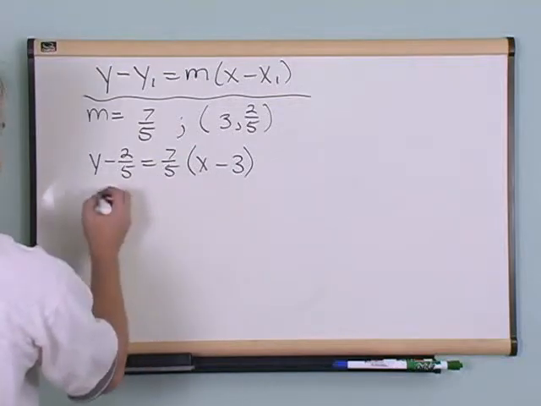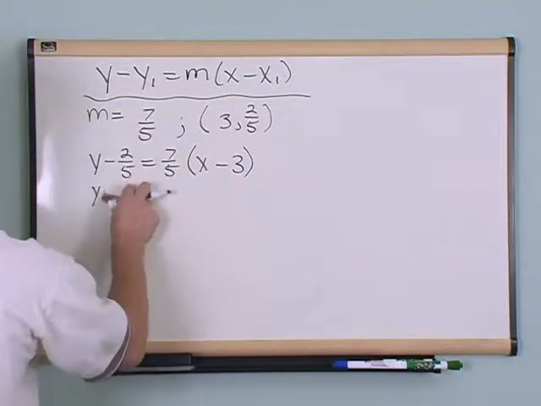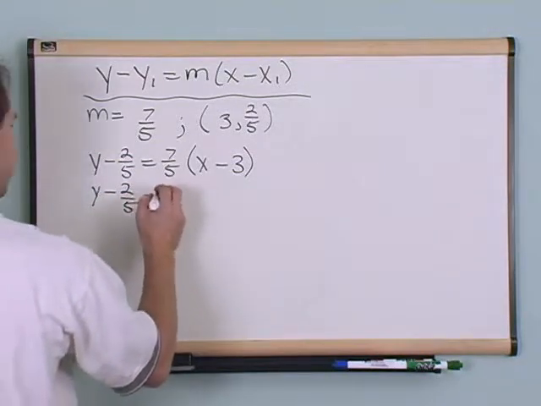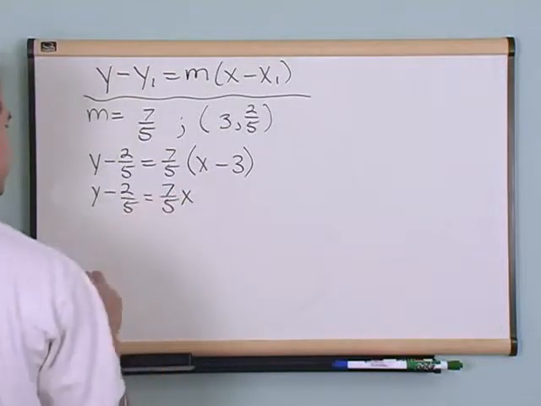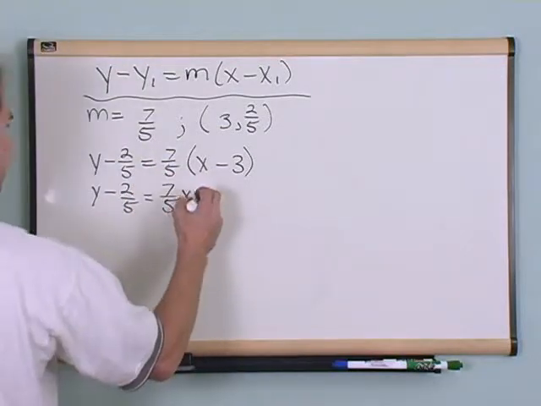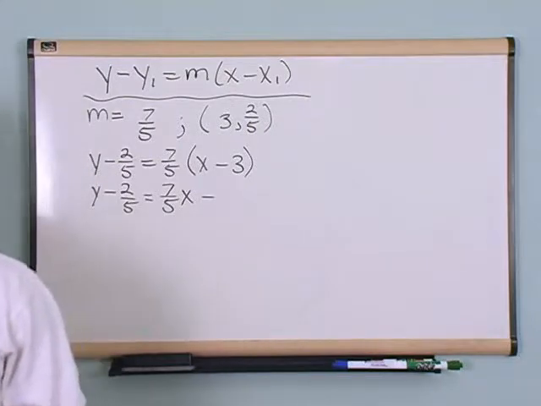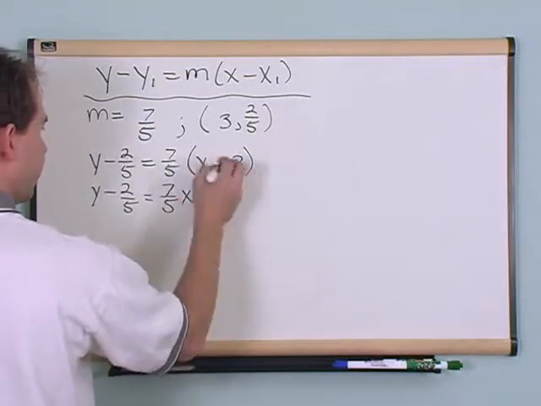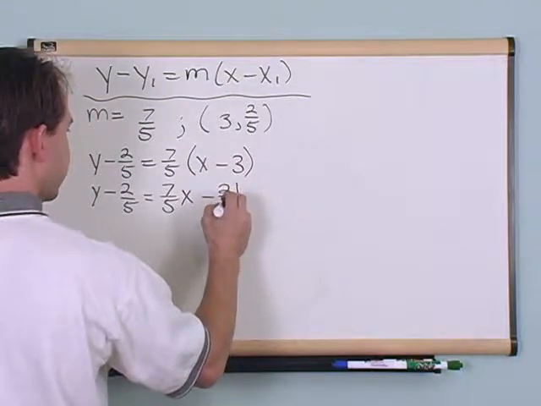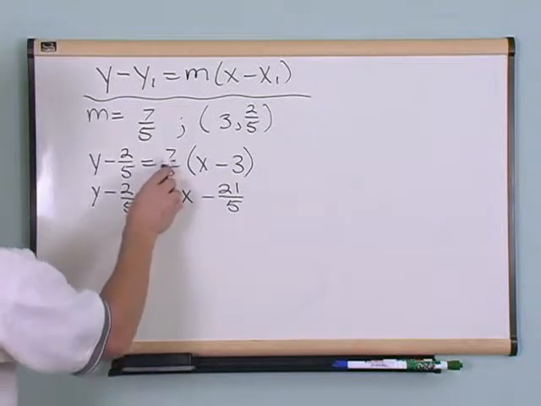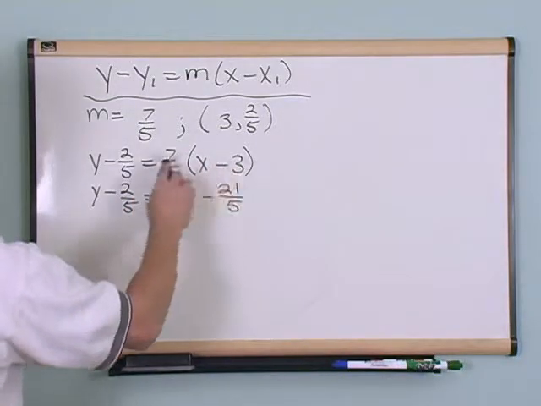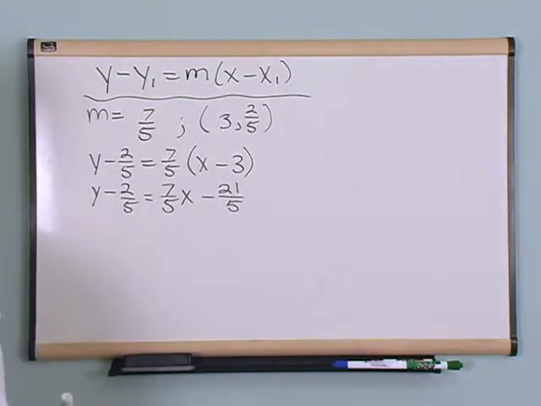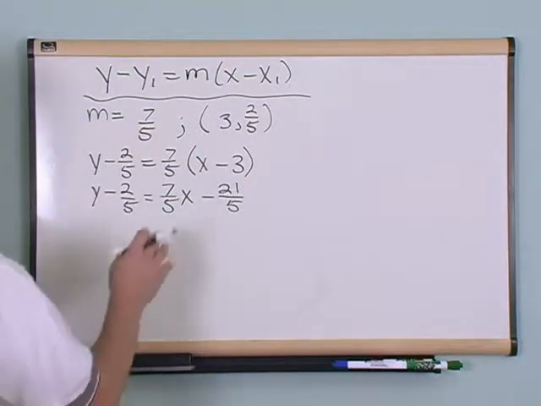So I'm going to distribute the 7/5 in. 7/5 times x is 7/5 x, minus 7/5 times 3, which is 7 times 3, 21/5. And the way you can figure that out is 7/5 times 3, you just multiply the numerator, so 3 times 7 is 21. The bottom is just 5 times 1, so you get 5. Okay? And you've got that there.